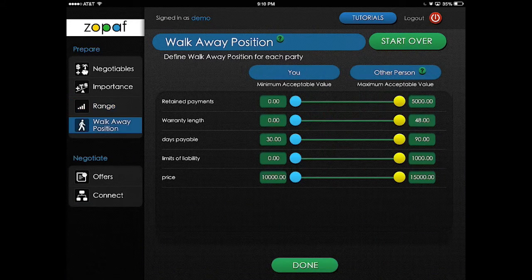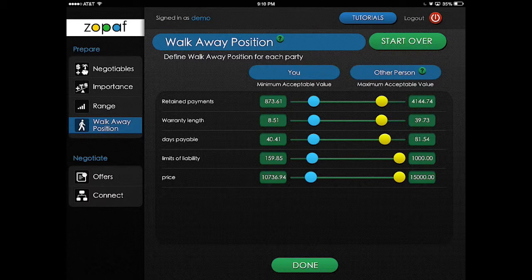The fourth and final step is to define the walkaway position for both parties. Even though the sliders have outlined typical ranges for each negotiable, as a seller, I am not willing to go any lower than this profile because I have several alternative offers. Conversely, the buyer has several suppliers to choose from and they are not willing to go higher than this profile.